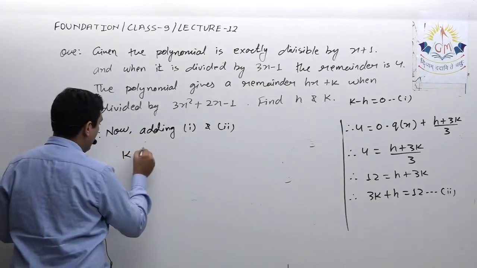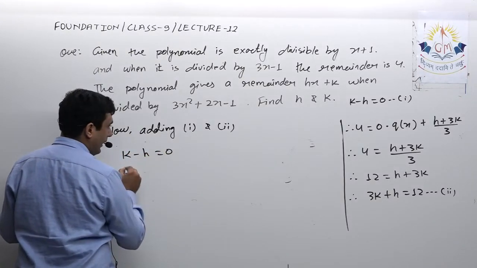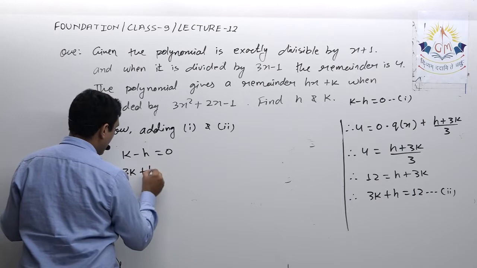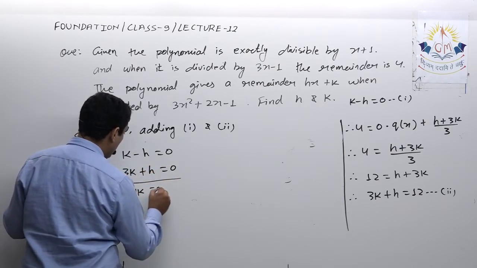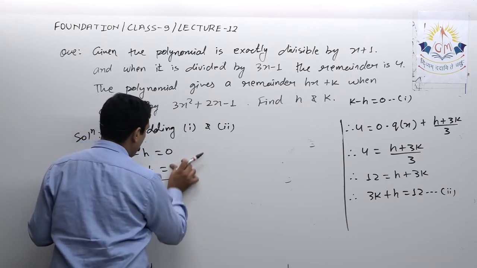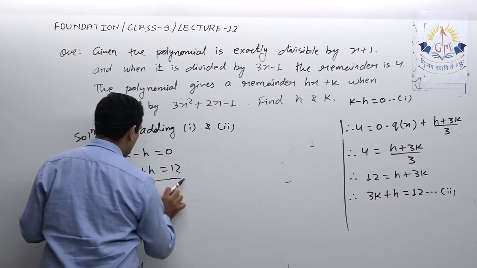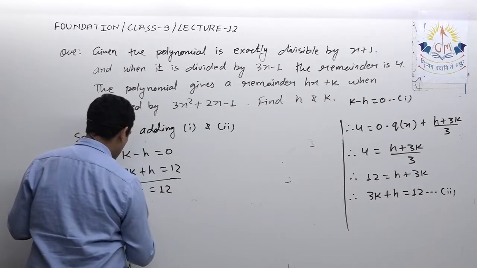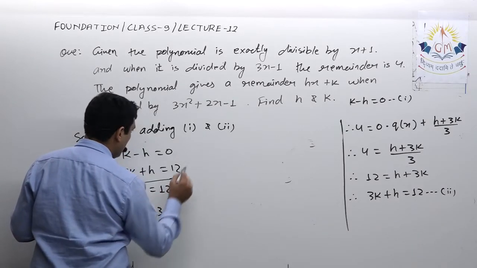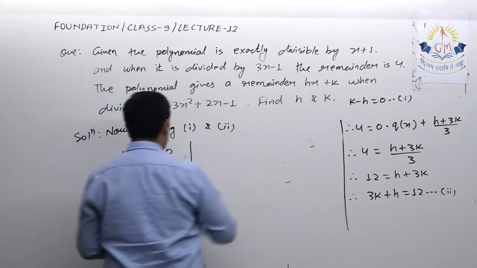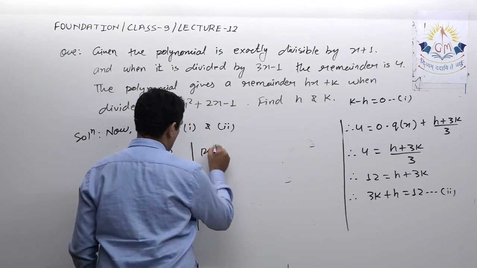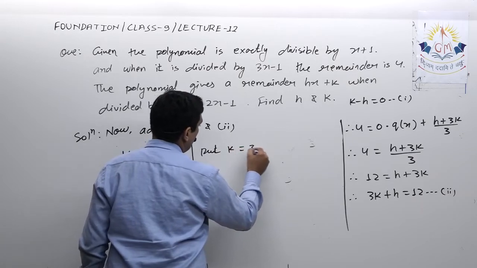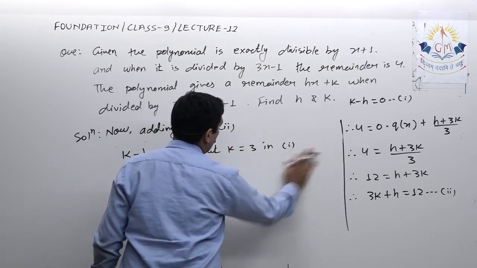Here I have k minus h equal to 0. Here I have 3k plus h equal to 0. That is 4k is equal to, not 0, here actually I had 12. That is 4k equal to 12. Therefore k is equal to 3. Okay, now put k equal to 3 in first.